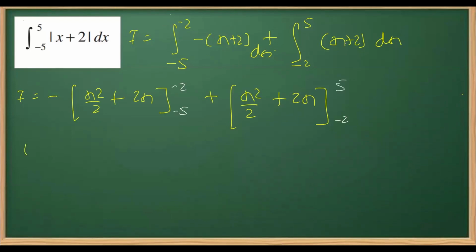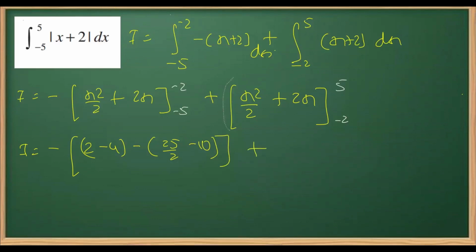Next, I'm going to place the limit here. As I place the limit, it is upper limit minus lower limit. So minus 2 squared is 4, 4 divided by 2 is 2, plus 2 times minus 2 is minus 4. This we obtained by placing the upper limit. Now minus the lower limit, replacing x with minus 5: it's positive 25 by 2, and replacing x over here is minus 10.